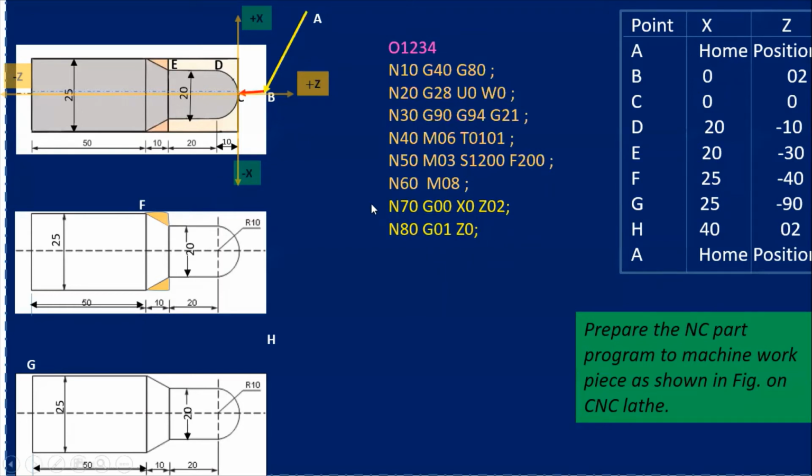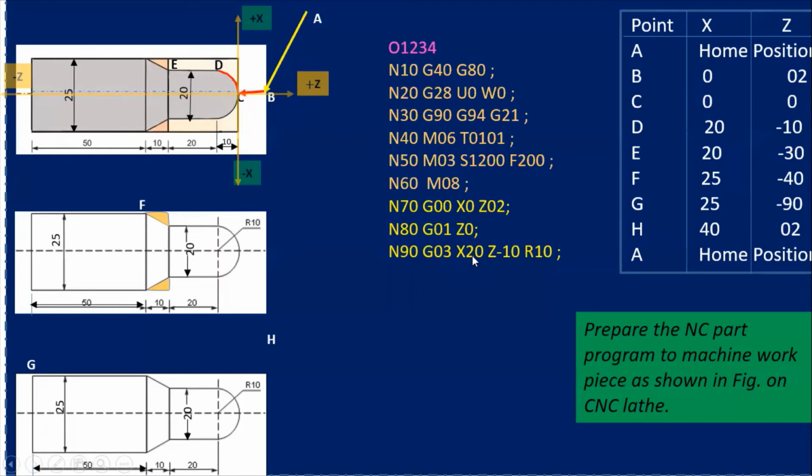After that, our next block number N90, G03. What is this G03? You can see that the tool is moving from C to D. It is a curved surface right now. When the tool moves from C to D, it is in the counterclockwise direction. Right now, I'll just show you again. See, this is the counterclockwise direction, which I have shown with the red colors. So G03 is the counterclockwise direction.